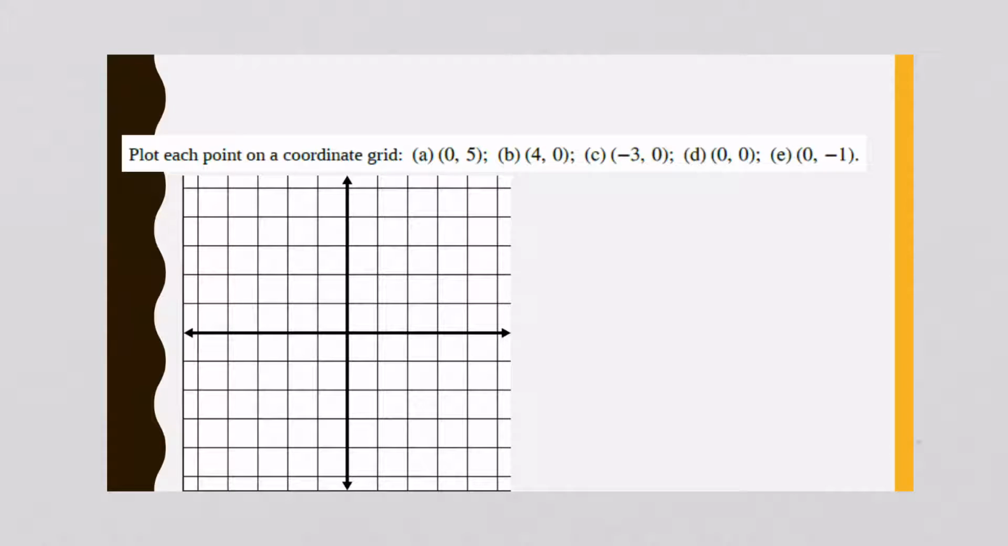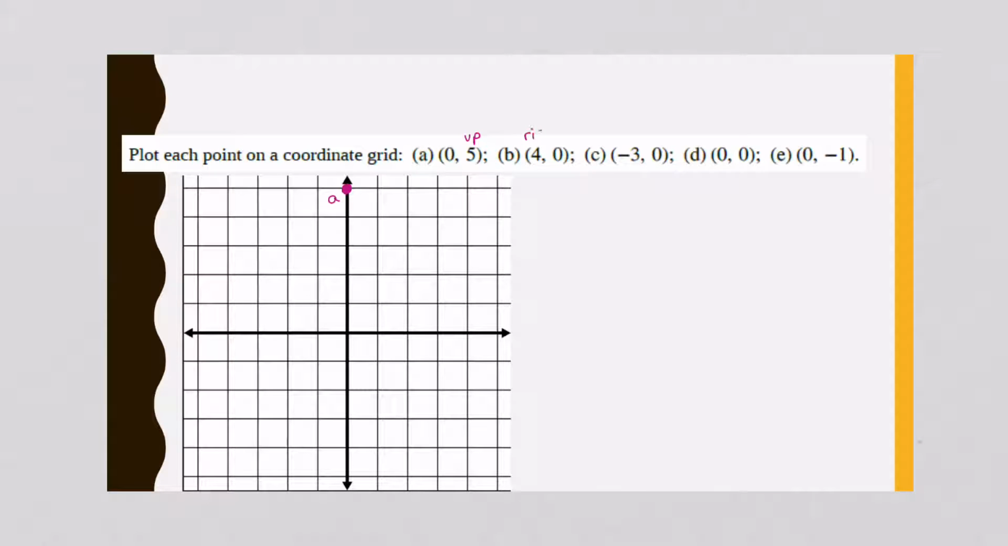Okay, it's always the zeros that seem to mess people up. And so on part A, 0, 5 means we go left or right 0. So we don't move past the origin going left or right, but we do go up 5. So stay there on the y-axis and go up 5 and put a dot. And that is 0, 5.